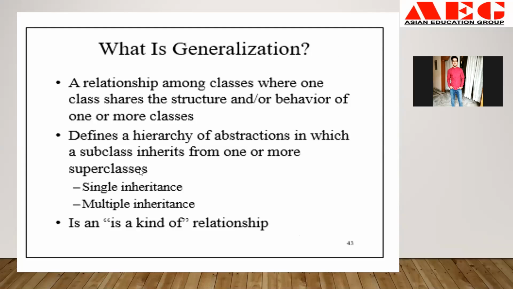So now we talk about generalization and specialization. We are talking about single inheritance and multiple inheritance. Inheritance is always a kind of relationship. Either it will be single inheritance or multiple inheritance.